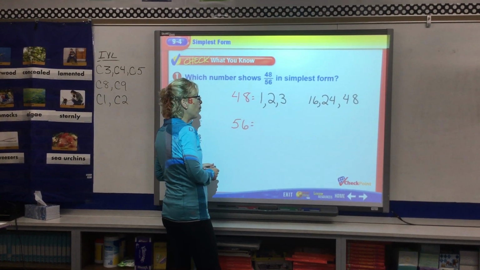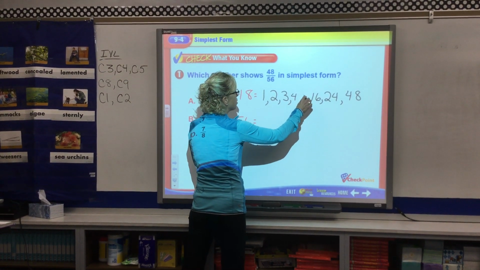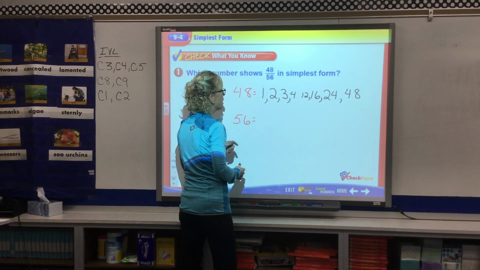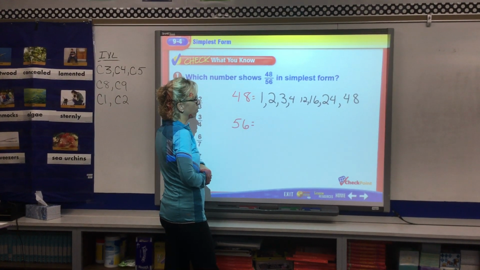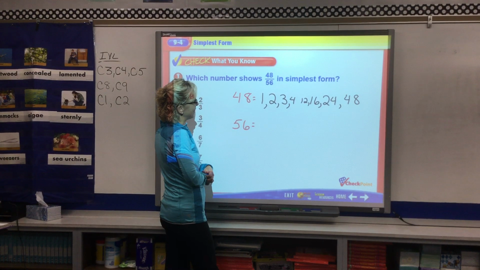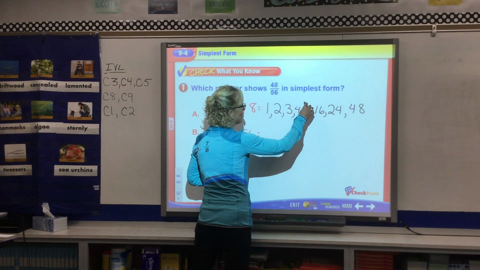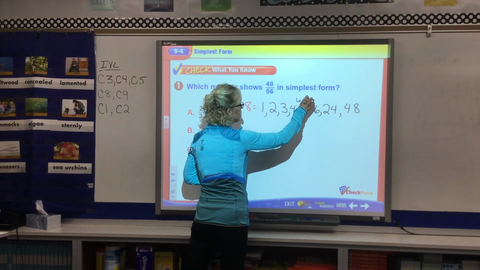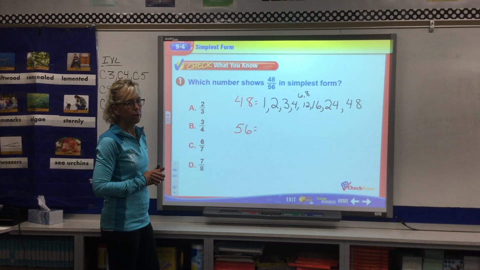Then I'm going to check 4. And in my mind, I can see that 4 times 12 is 48. I would check 5. It doesn't end in 0 or 5. 6 times 8 is 48. We know that one. 6 times 8 is 48. And then I think we've found all of our factors of 48.